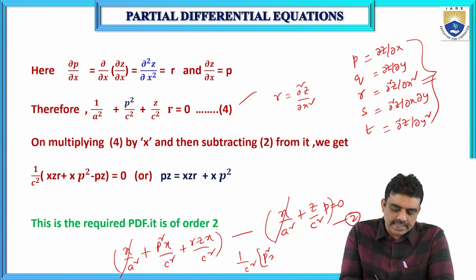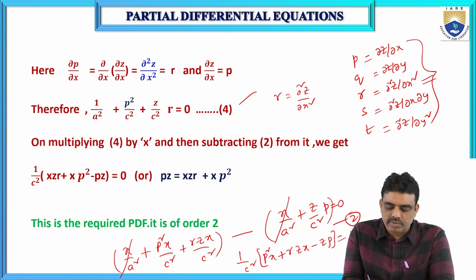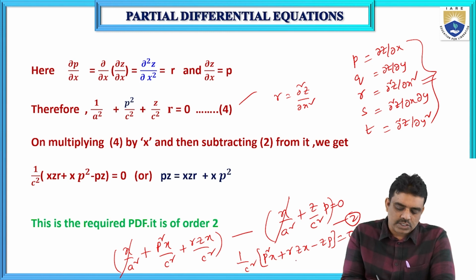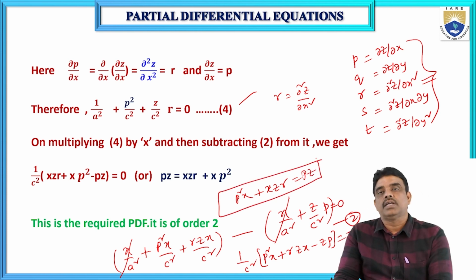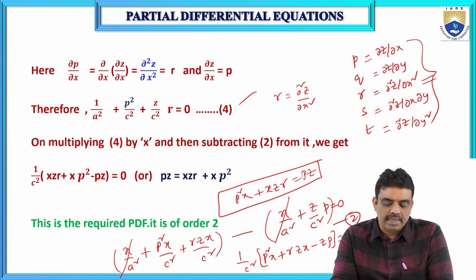You will get p square x plus rzx minus zp is equal to 0. So on writing, you will get p square x plus rzx is equal to pz. So this is the required partial differential equation on eliminating the constants a, b, c.